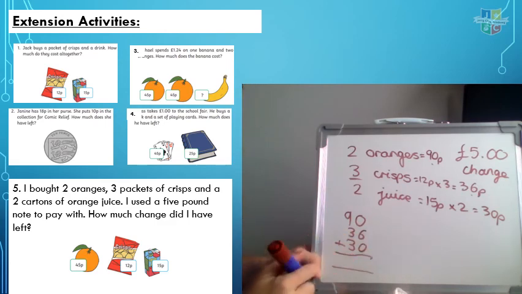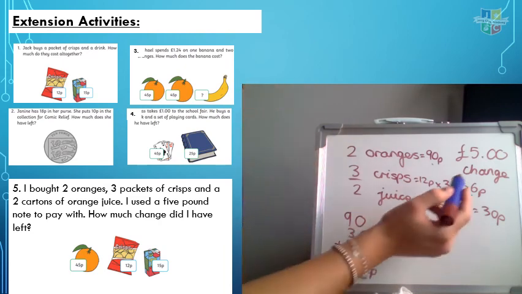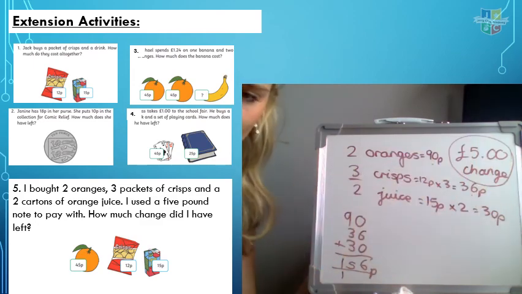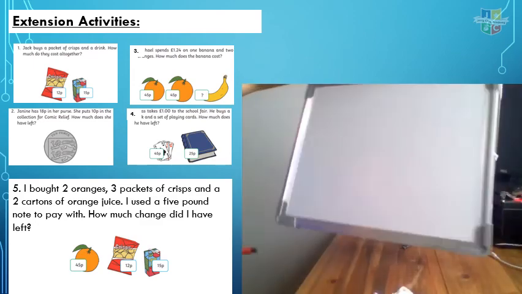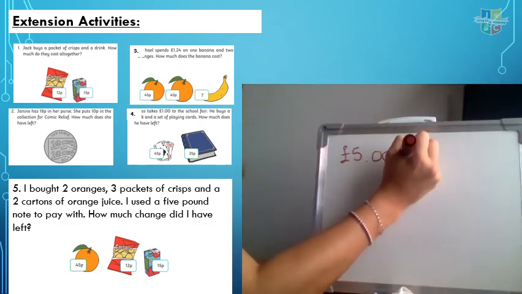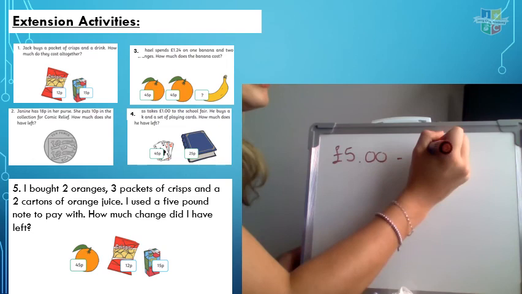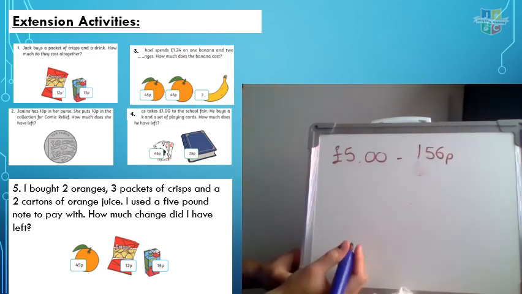Now I'm just going to do it all into column method. 0 add 6 is 6, add 0 is 6, so I've got 6. 9 add 3 is 12, add 3 is 15, so I'll write 15. So I know that I have spent 156 pence. However, that is not your answer, because I want to know how much change from a £5 note. So I will write, I'm starting with £5 and I'm taking off 156 pence. So I want to find the difference.